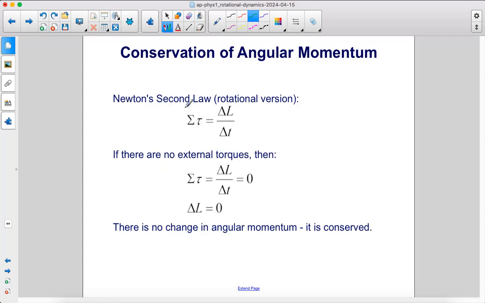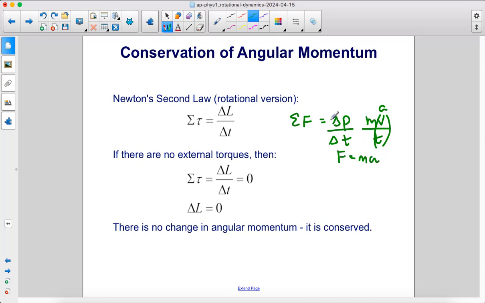And we can use Newton's second law rotationally. Just like we had net force equals change in momentum over change in time. And by the way, momentum is mv over t, and v over t is a. So that's how you get F equals ma from that equation.